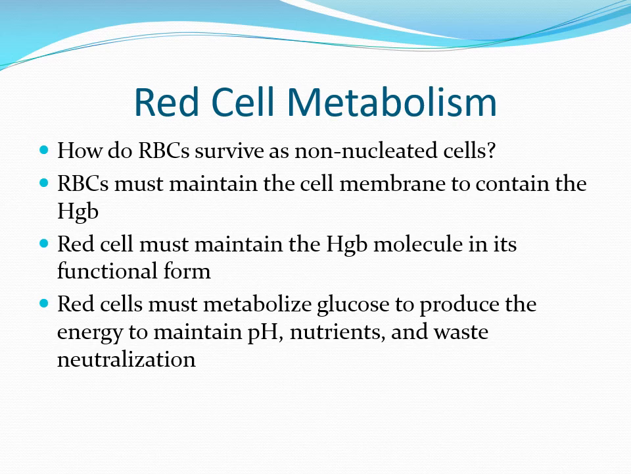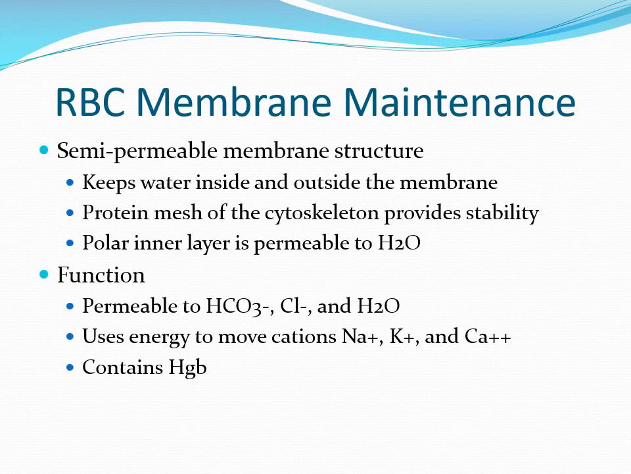Red cells must metabolize glucose to produce the energy to maintain pH, nutrients, and waste neutralization. For red blood cell membrane maintenance, we have a semi-permeable membrane structure that keeps water both inside and outside of the membrane. There's a protein mesh of the cytoskeleton providing stability, and a polar inner layer which is permeable to water. Its function is to be permeable to bicarbonate, chloride, and water, and it uses energy to move the cations sodium, potassium, and calcium, and it also contains hemoglobin.